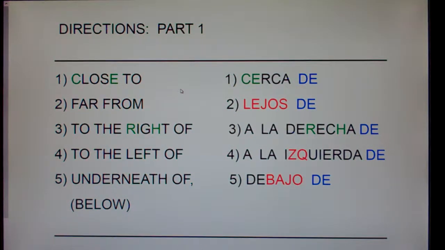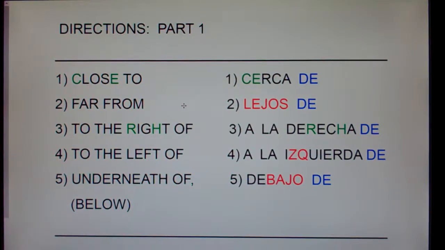So here's a chant to help you remember cerca de is close to and lejos de is far away. I'm going to say it, clap, and then you repeat it with me. Ready? Cerca de is close to and lejos de is far away. Cerca de is close to and lejos de is far away. I hope the fact that it rhymes will help you remember it.